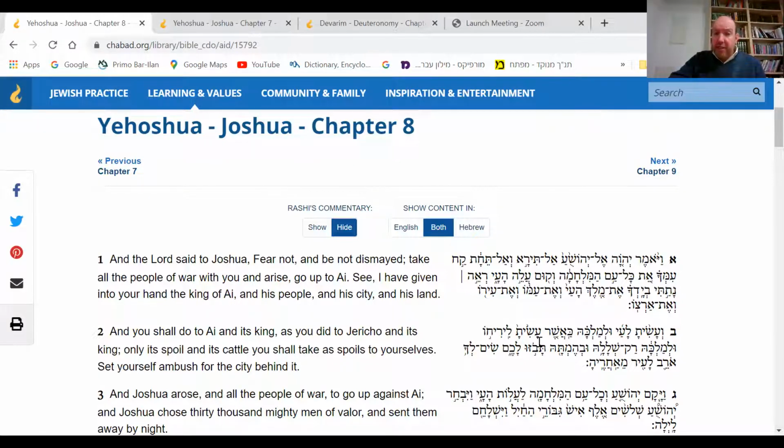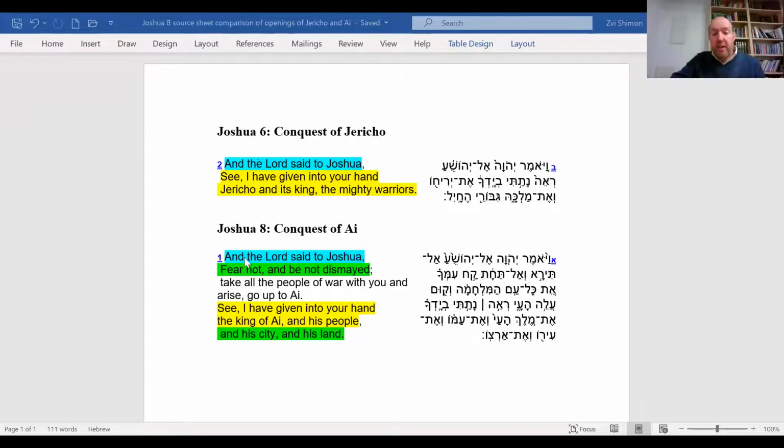What's interesting is we find similar words of encouragement also in the first war against Jericho. And it's fascinating really to compare the words of encouragement in both narratives. So we just read the words of encouragement by the Lord to Joshua in chapter 8. Now let's see in Joshua 6. And the Lord said to Joshua, "See, I have given into your hand Jericho and its king, the mighty warriors." That's how the conquest of Jericho begins.